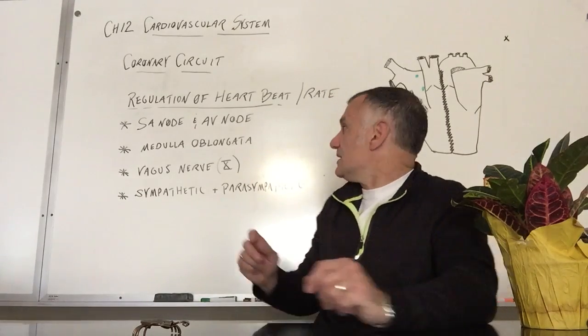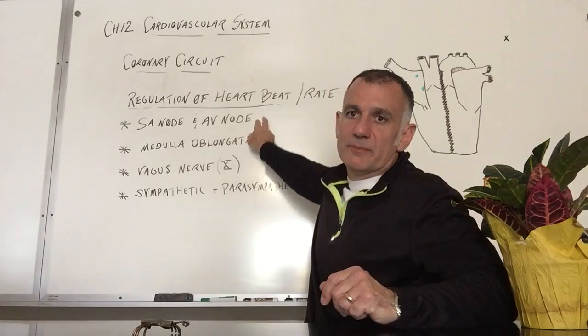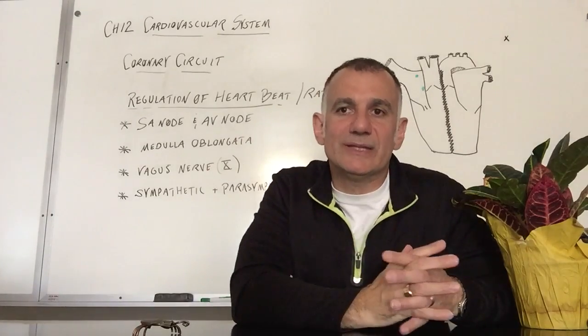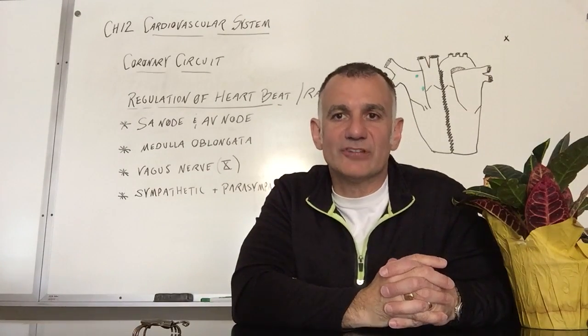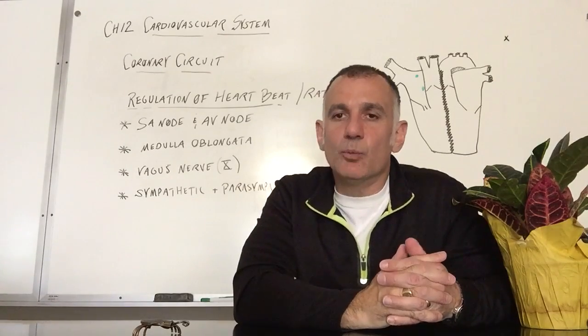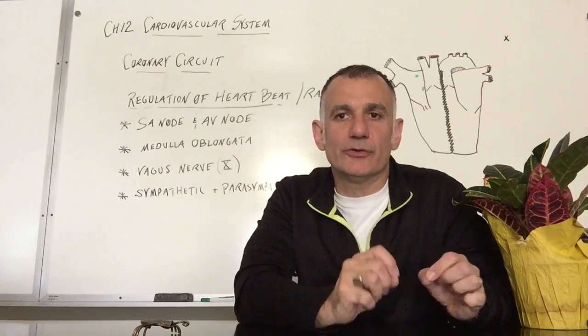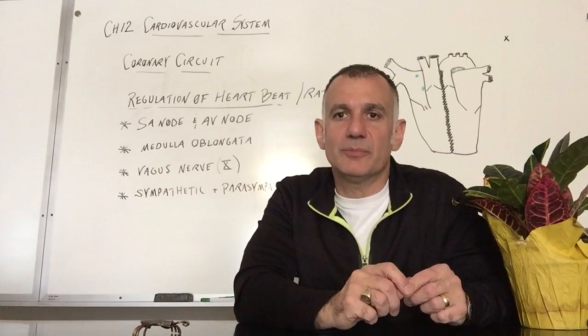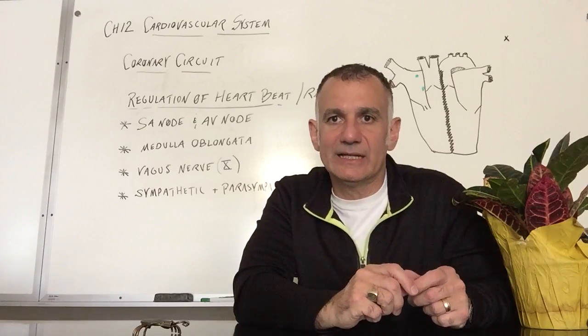So let's start with the internal regulatory mechanisms, the SA node and the AV node. SA stands for sinoatrial. AV stands for atrioventricular. And what each of those do, they're tiny little nodes of tissue. We talked about these back in Chapter 8, called the ganglia.